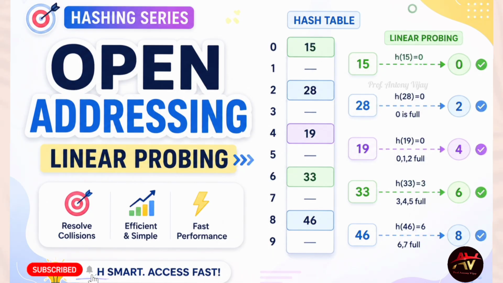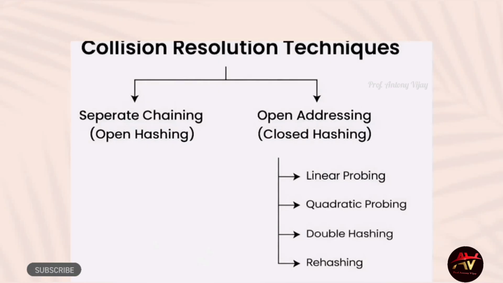This is Antony Vijay. In this video, we will see open addressing as a collision resolution technique. First of all, we will see the classification of open addressing. Open addressing is also called closed hashing. It is divided into four different types. The first one is linear probing, the second one is quadratic probing, the third one is double hashing, and finally rehashing. Here we will see linear probing first.